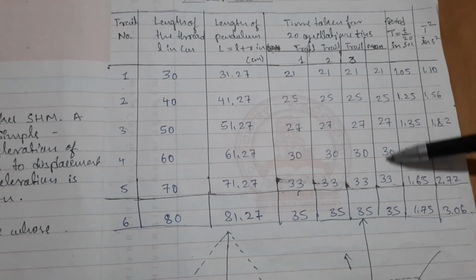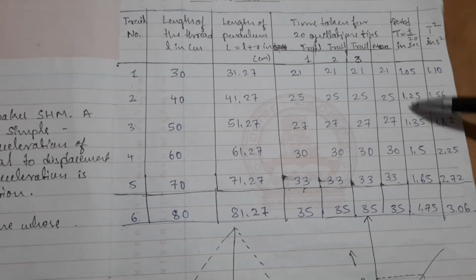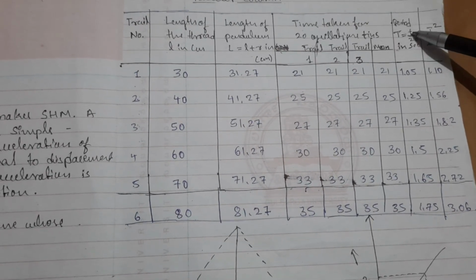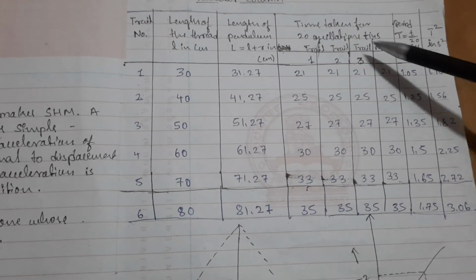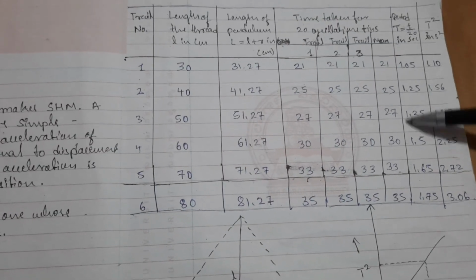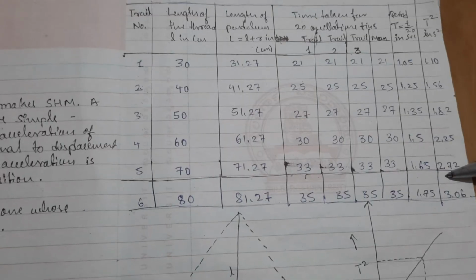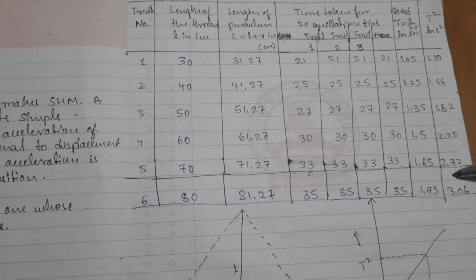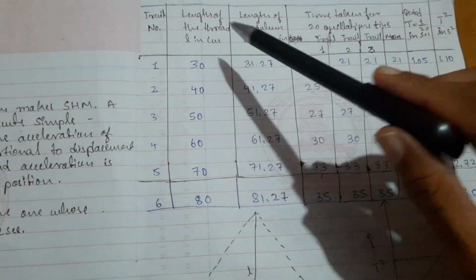So next, calculate the mean time. From that you can calculate the time period. Time period is given by T divided by 20, because 20 oscillations we have taken. So calculate the time period and then square this time period, T square, in the last column.